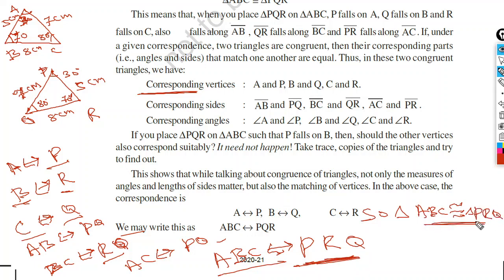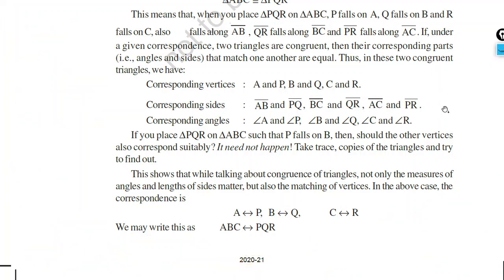PRQ. If you write ABC congruent to PQR, then it will be wrong. Why? Because you can see A is corresponding to P, B is corresponding to R, C is corresponding to Q. Therefore, this will be the right statement. Please keep in mind. Okay.